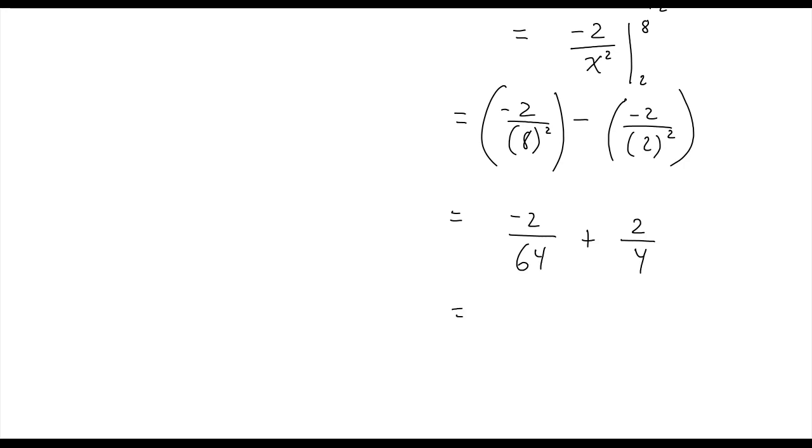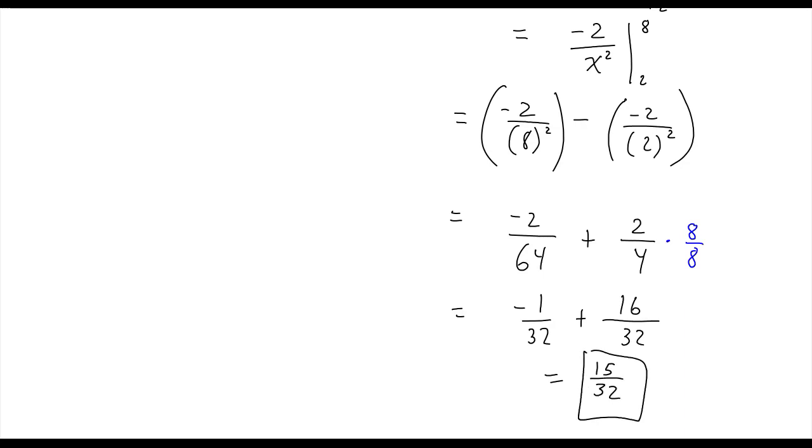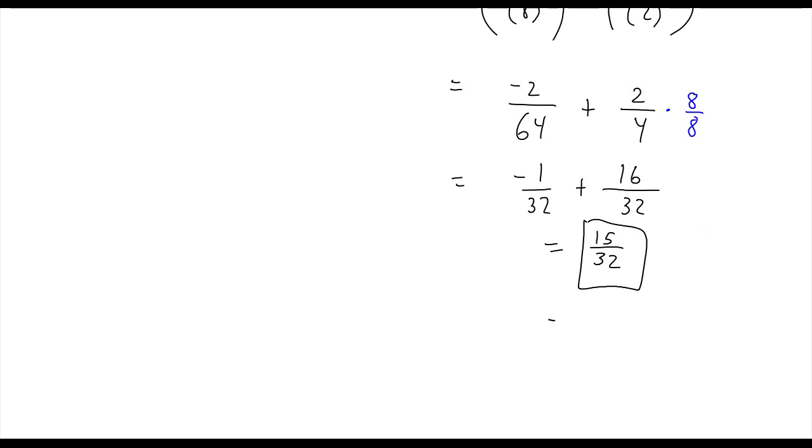Oh man, what's that going to be? So that's going to be negative 1 over 32 plus 1/2, but I don't want 1/2. I'm going to make a common denominator. I'm going to multiply by 8 over 8 because 2 times 8 is 16, but 4 times 8 is 32. And so negative 1 over 32 plus 16 over 32 is 15 over 32 square units, or whatever we happen to be working with. And 15 divided by 32, if I want a decimal, is 0.4685.